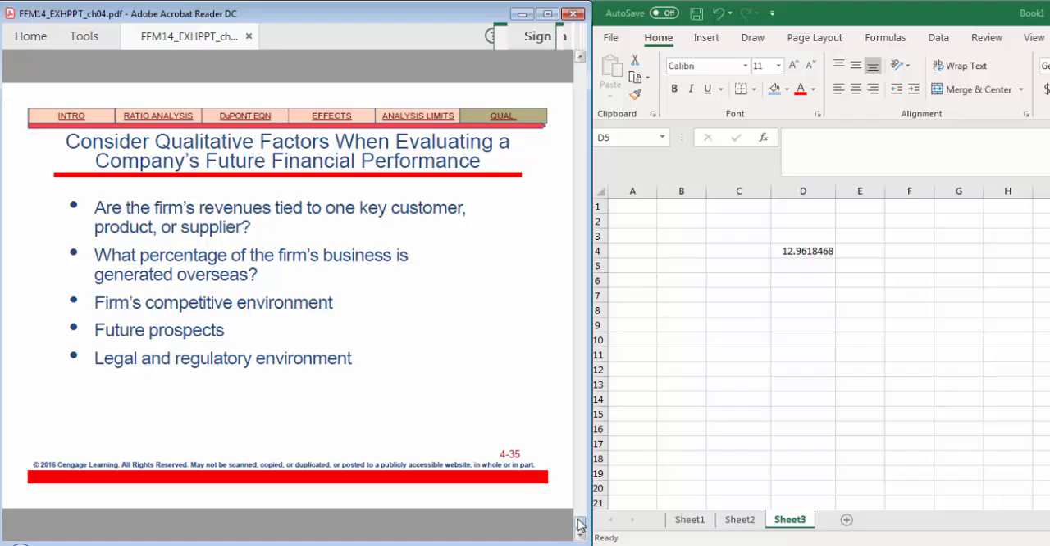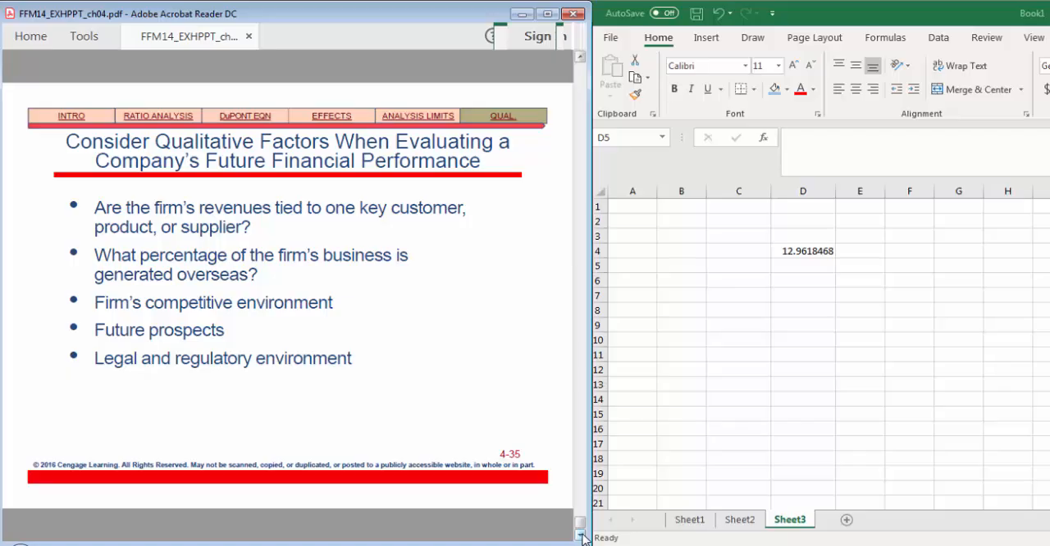Consider qualitative factors when evaluating companies' future performance. Are firms' revenues tied to one key customer, product, or supplier? For example, we had the recent situation of many firms who were tied to GM, and when GM filed for bankruptcy, these firms, which otherwise looked so well on paper, suddenly collapsed because they only had GM as this major buyer. What percentage of firms' businesses is generated overseas?